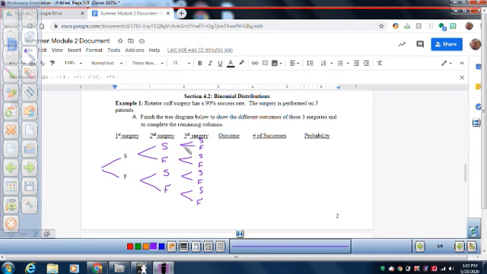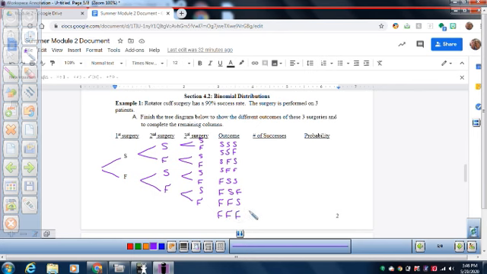So the outcome here, if I followed the top row of the tree, would be success, success, success. That would be your 3 surgeries. The next one would be success, success, failure. Then success, failure, success. Success, failure, failure. Failure, success, success. Failure, success, failure. Failure, failure, success. Or failure, failure, failure.